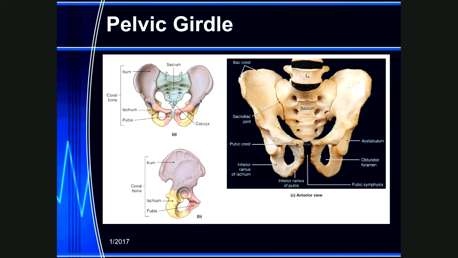It also consists of the ischium, which is the inferior posterior portion of the pelvis, the inside of the posterior of the pelvis. The pubis is formed by joining the bones of the anterior pelvis, and then the sacrum. The sacrum is a portion of the spine, but it makes up the posterior pelvis.